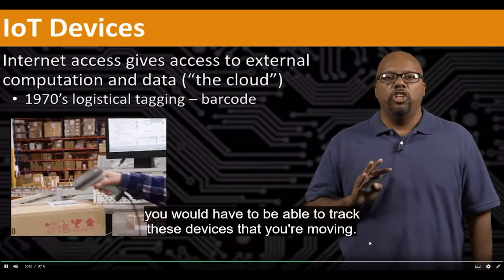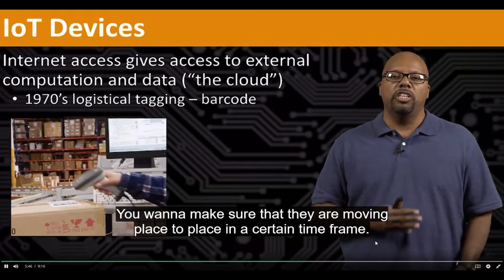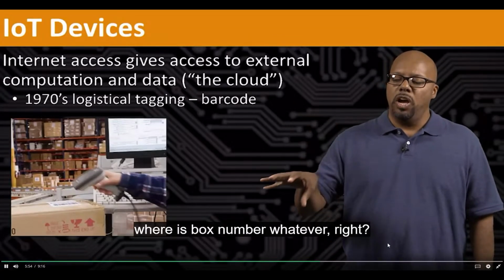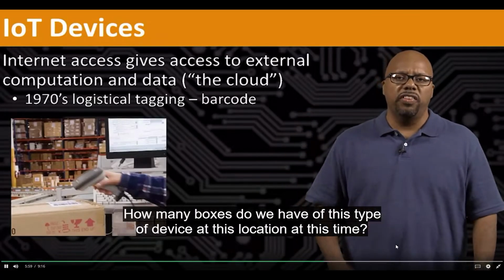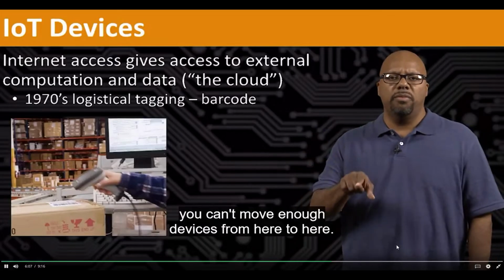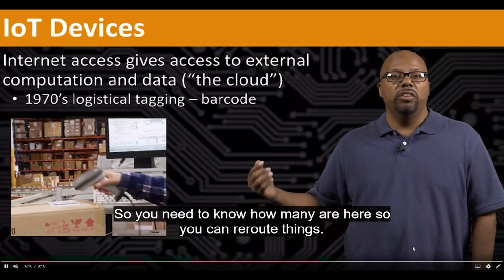So say you're Walmart, and you would have to be able to track these devices that you're moving. You want to make sure they're moving from place to place in a certain time frame. And you want to be able to, at any time, say, where is box number whatever, right? How many boxes do we have of this type of device at this location at this time? And you need to be able to track that dynamically, so you can account for things like weather difficulties, right? Maybe the planes are shut down, so you can't move enough devices from here to here. So you need to know how many are here so you can reroute things.